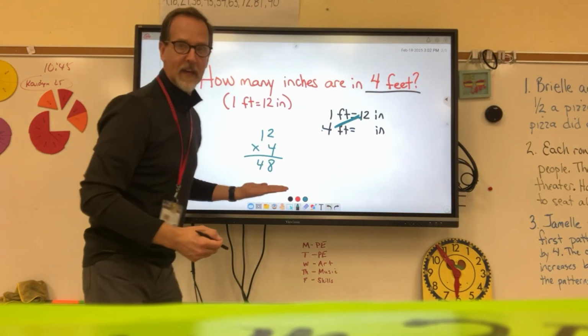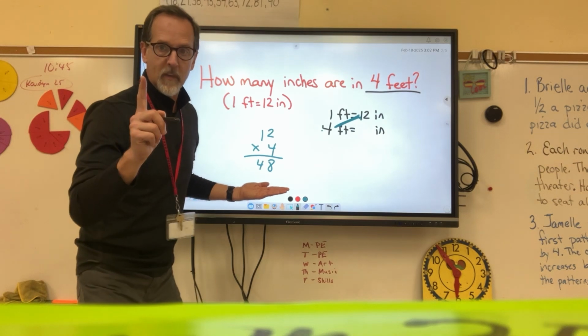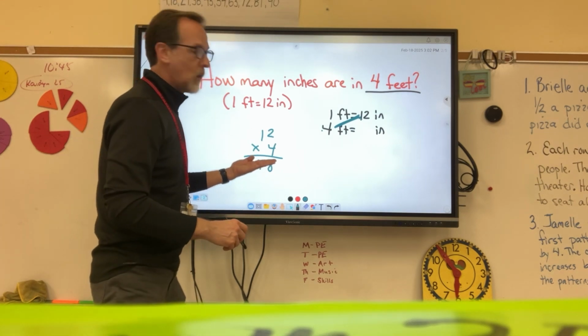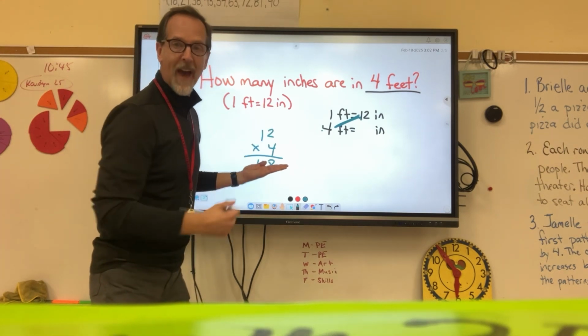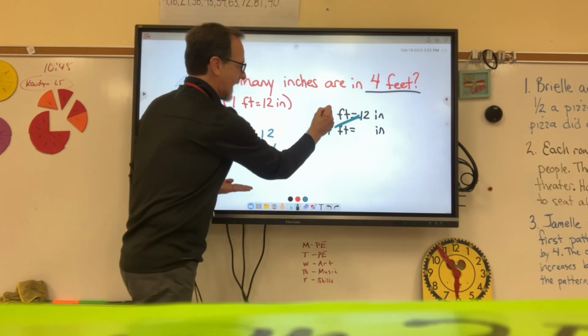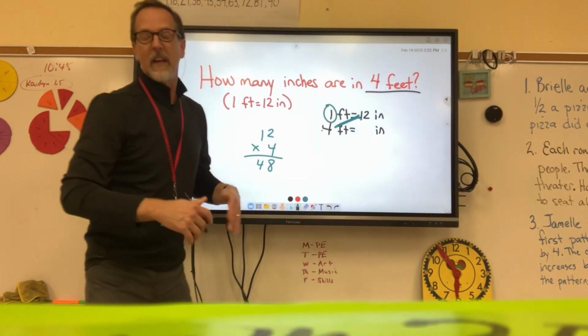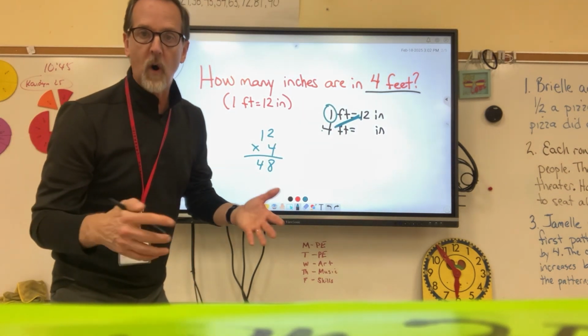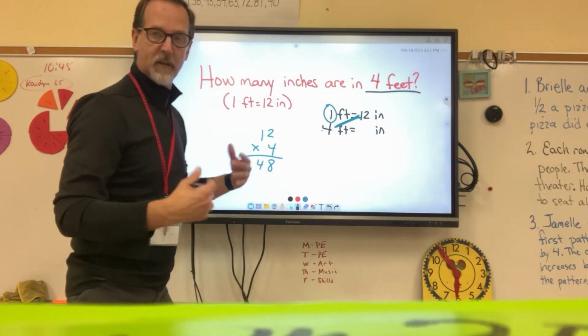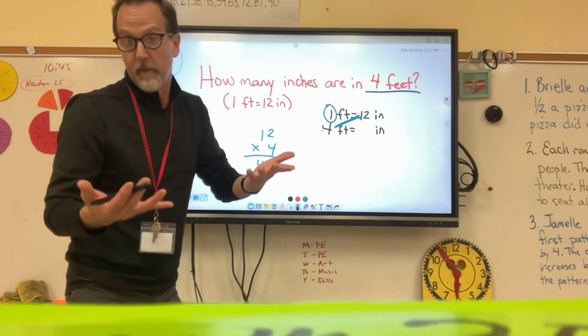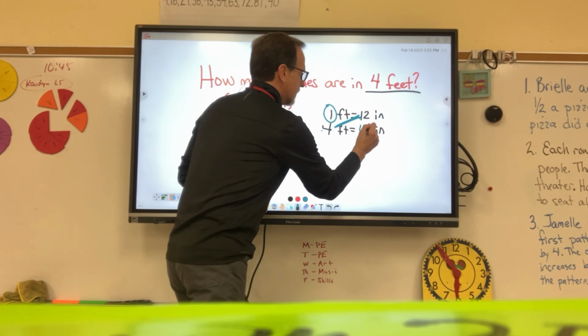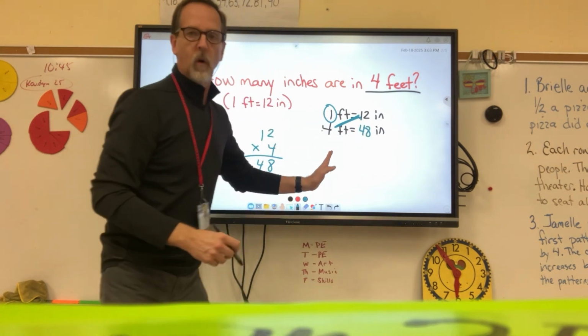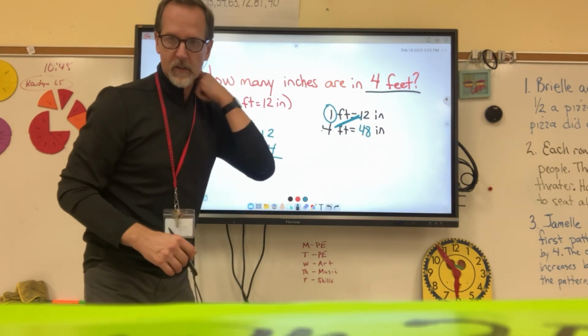I get 48. The last step, when you get that answer, you have to divide it by the number that we haven't used yet. And in this case, that's the 1. All right? It's pretty simple because we're dividing by 1, so we're going to get the same number. 48 divided by 1 is 48. So 4 feet will equal 48 inches.